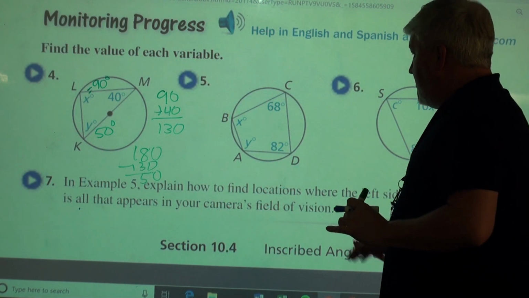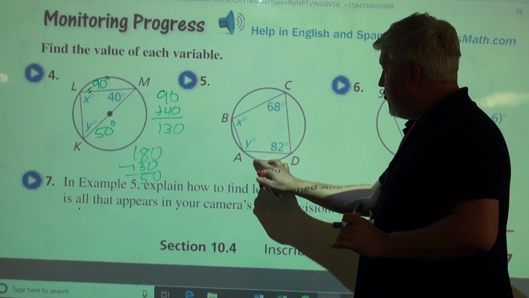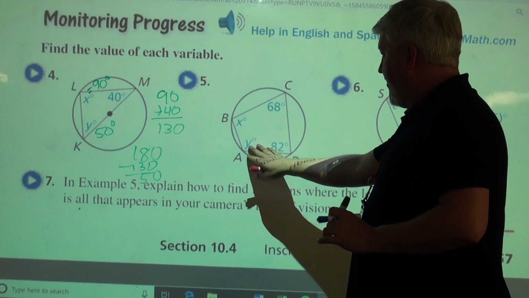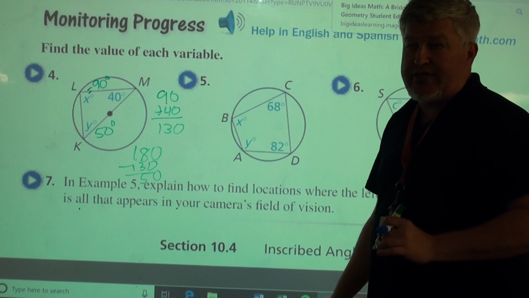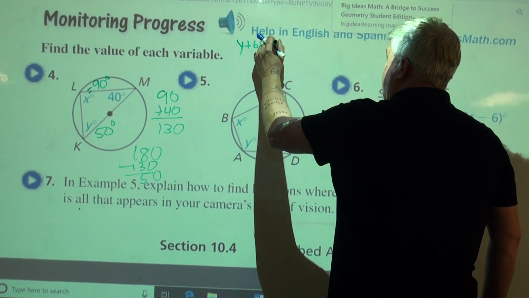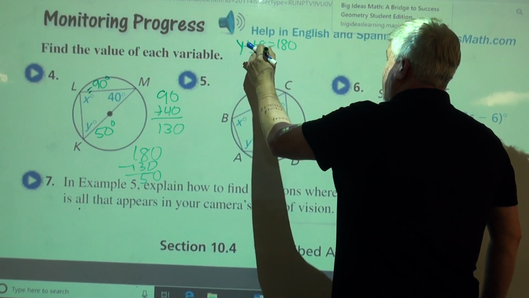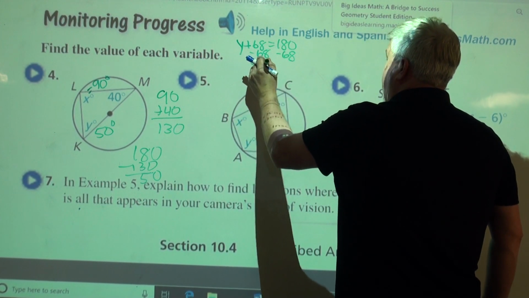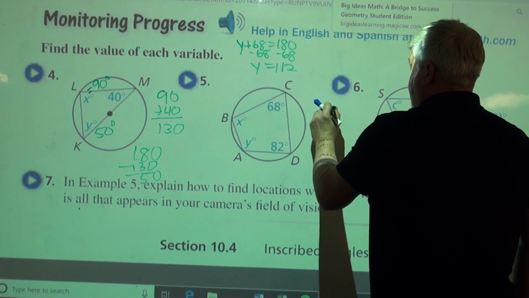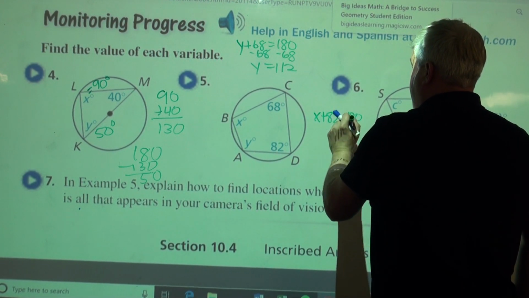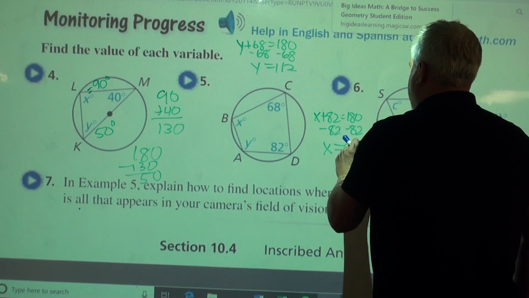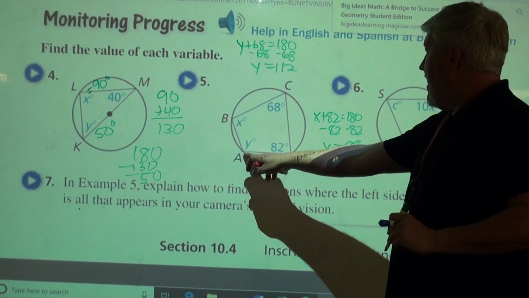Okay? Number 5, I have this quadrilateral inscribed in here. Solve for x and for y. I know that opposite angles are supplementary. They add up to 180. So I have y plus 68 equals 180. Subtract 68. Y equals 112. Or I have x plus 82 equals 180. Subtract 82. X equals 98. X is 98, y is 112.